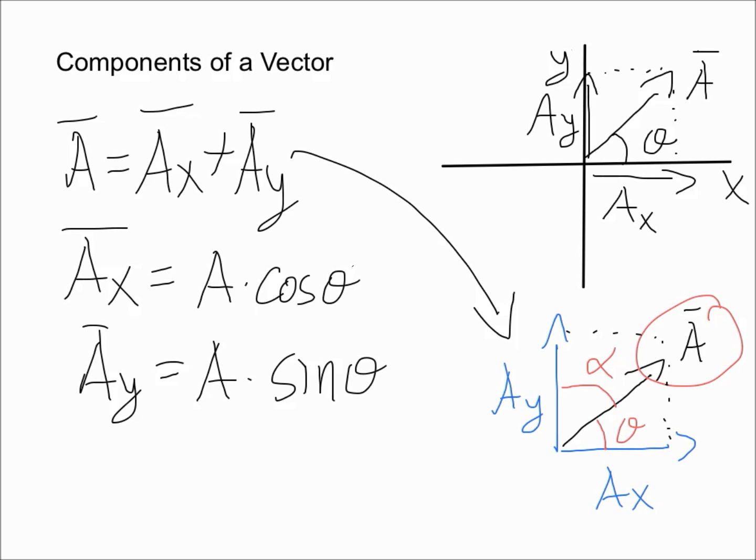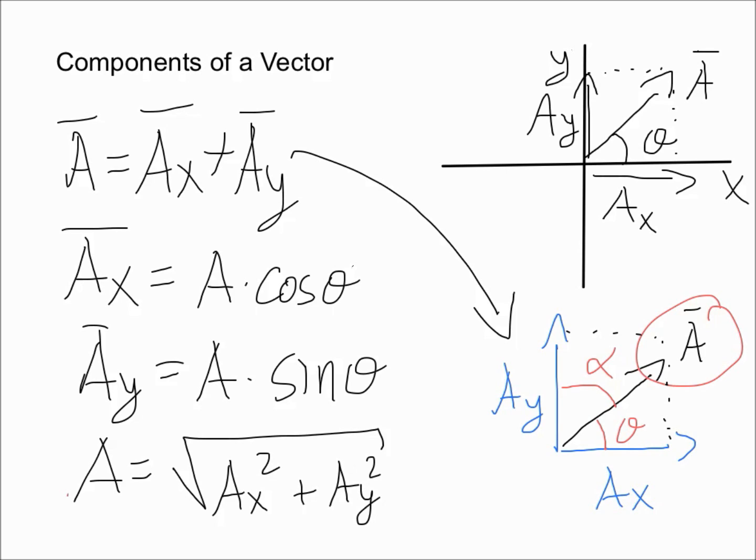But we still don't have the angle, so the way you still solve this is that the magnitude of A is going to be equal to the square root of ax squared plus ay squared. And these are all magnitudes again. So that's how you would find first the value of A, or the magnitude of A.